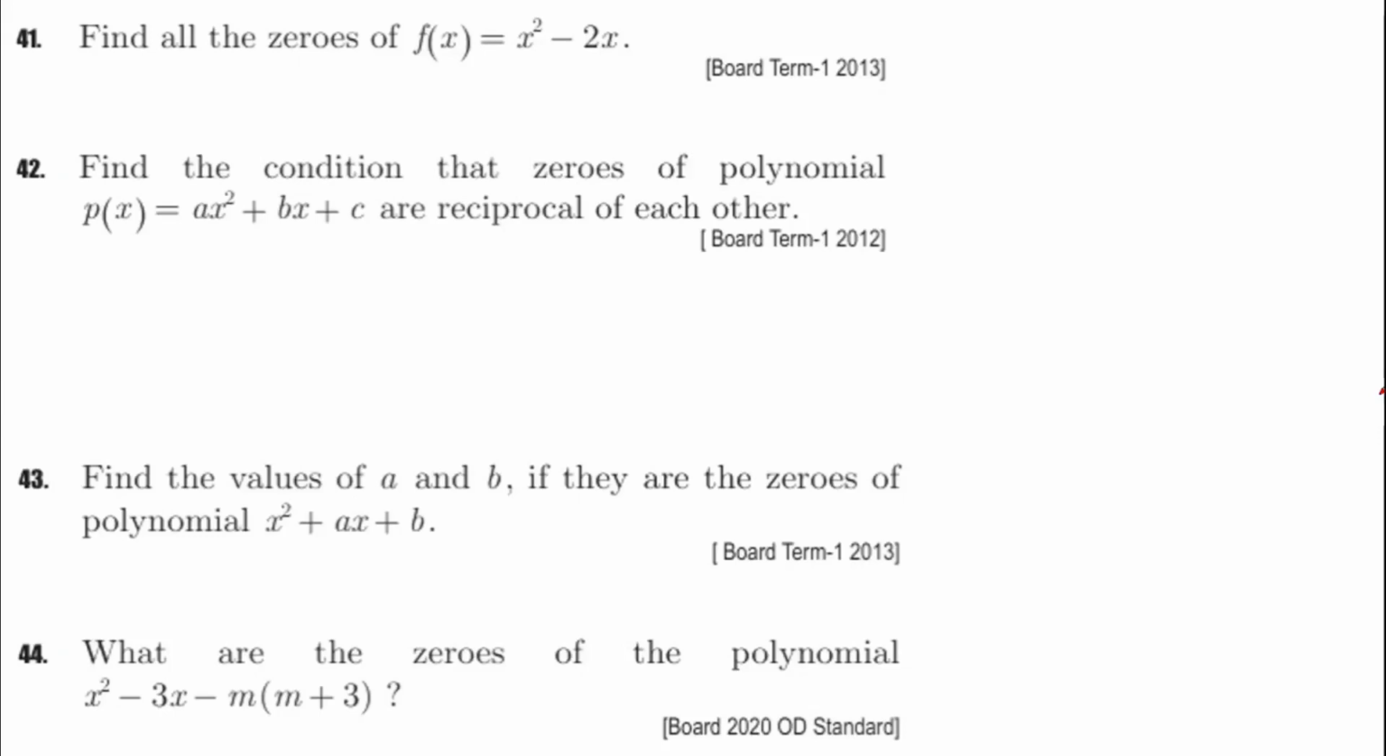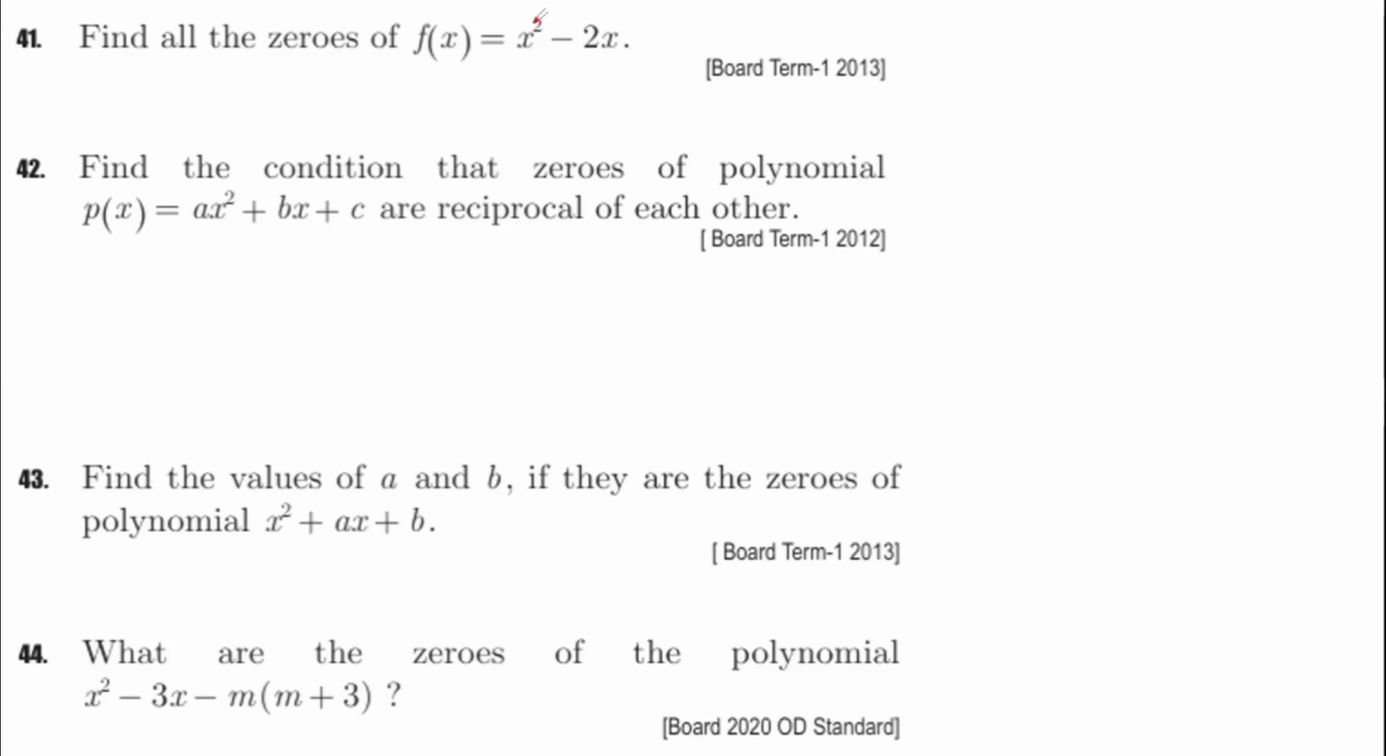In our previous classes, we have discussed the MCQs of chapter polynomial. Now, in this class, we are going to discuss some more important questions that may carry 2 or 3 marks in your exam. So, let's start today's class.